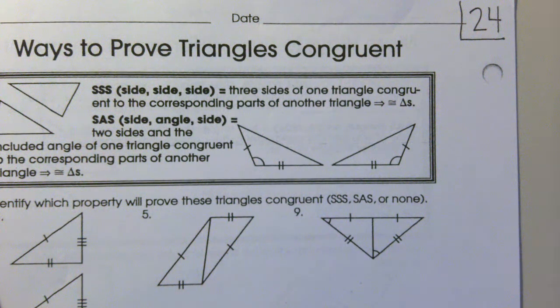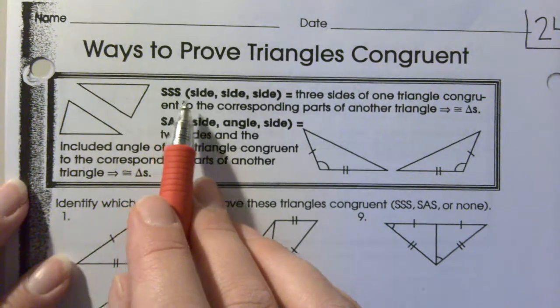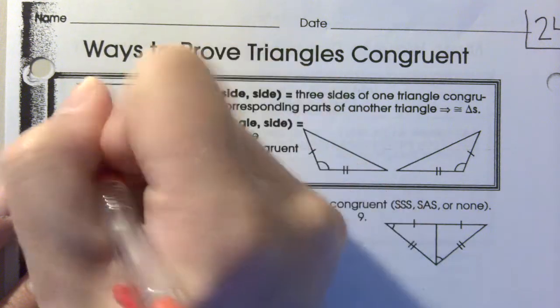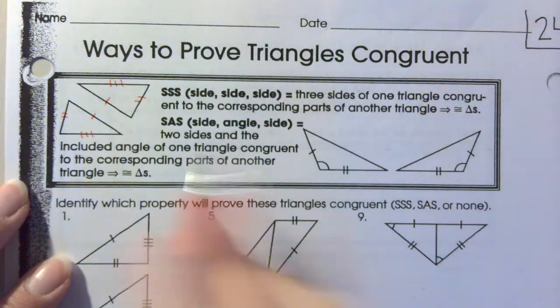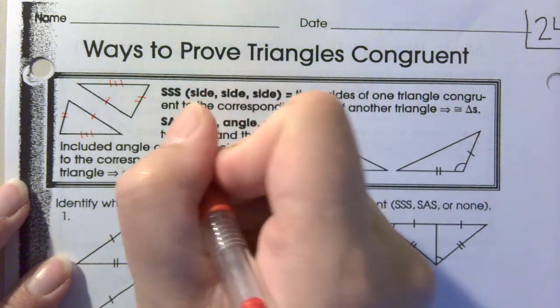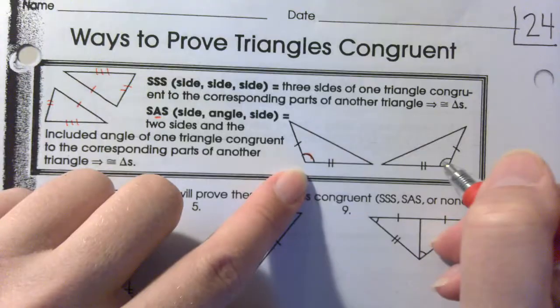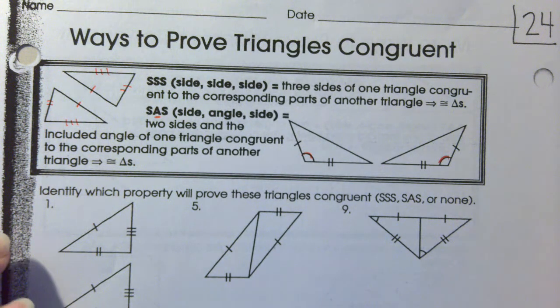Looking at worksheet 24. There's two sides to it, and if you look at the first side, they are giving you an example of side, side, side, even though they don't have it marked. So it would be marked like this with the three sides. And they're giving you an example of side, angle, side. And this angle must be in between the two sides. You also should have your sheet that has this information on it, which would be helpful.